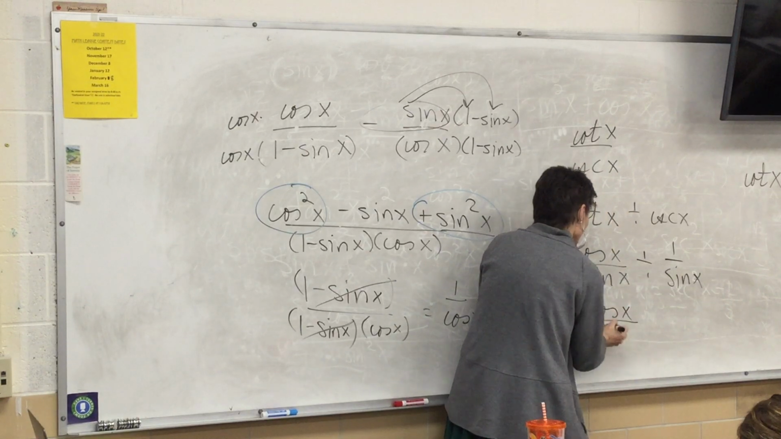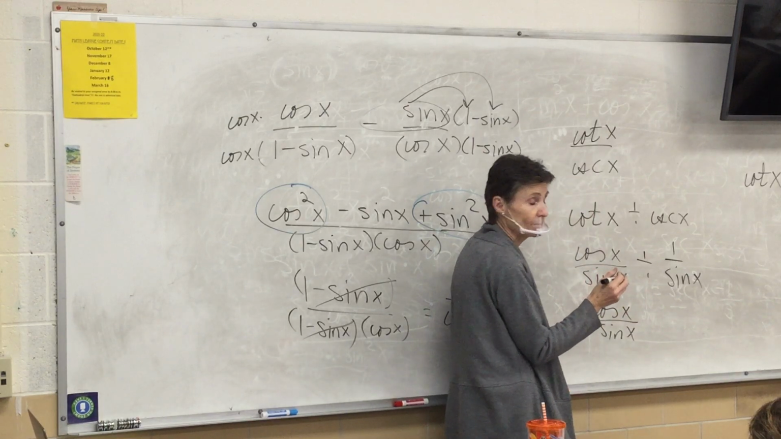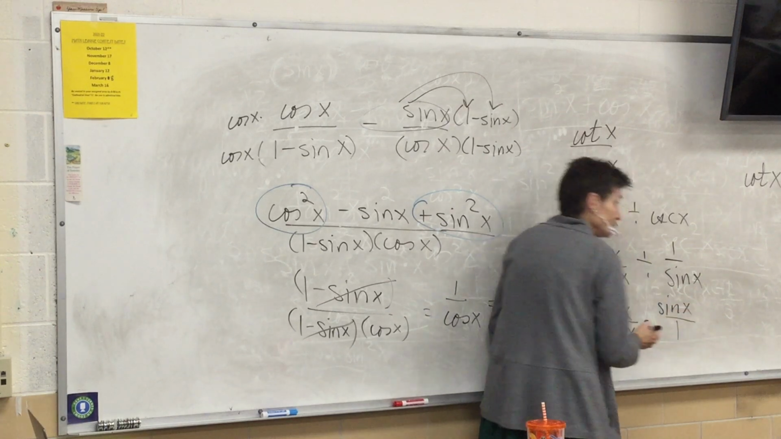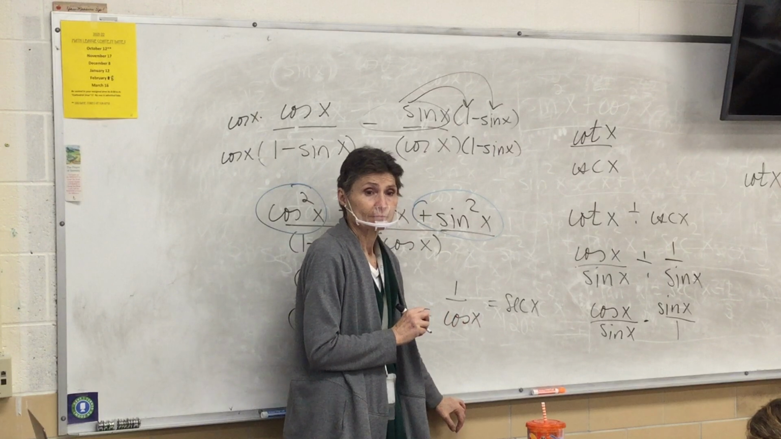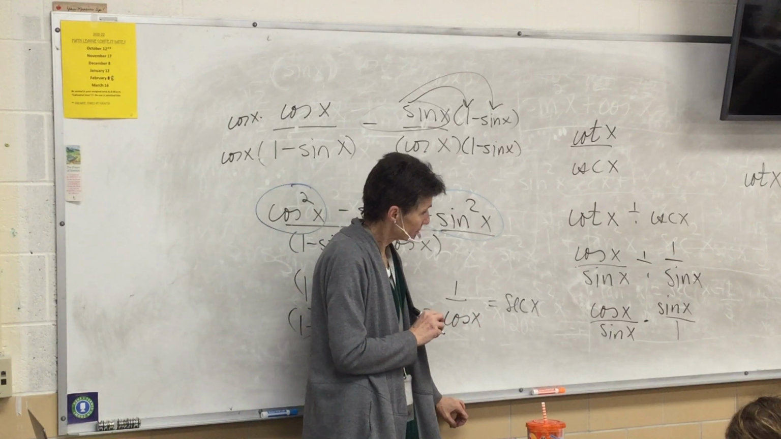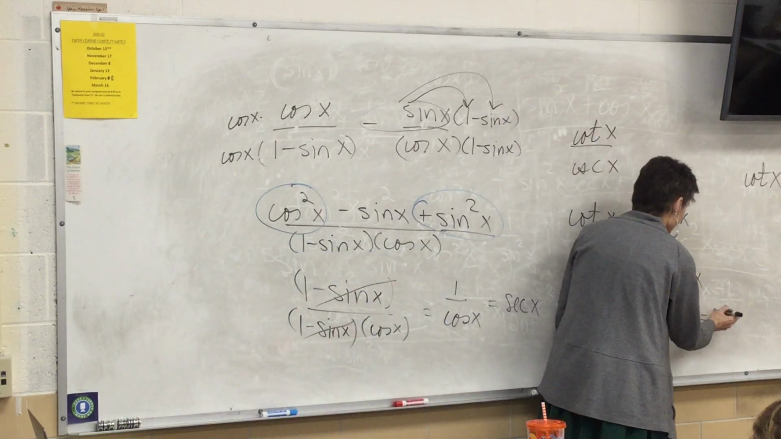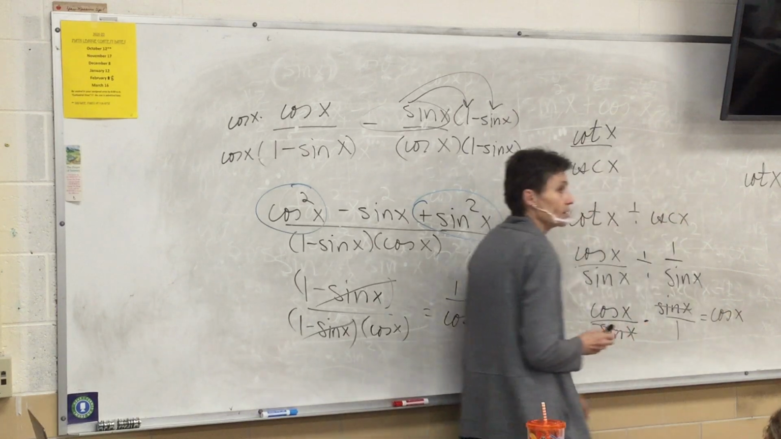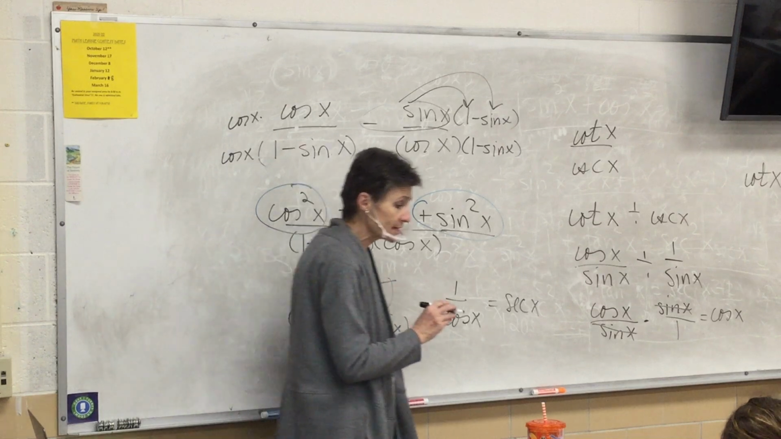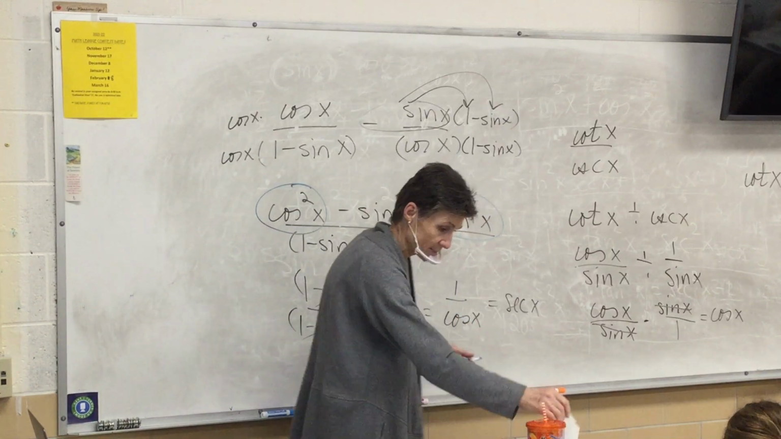Multiply by the reciprocal, and it's the reciprocal of the second one. So it's cosine over sine times sine over 1. What happens? The sines cancel, and I will be left with just cosine. So the direction said simplify, and that one simplifies down to just cosine.